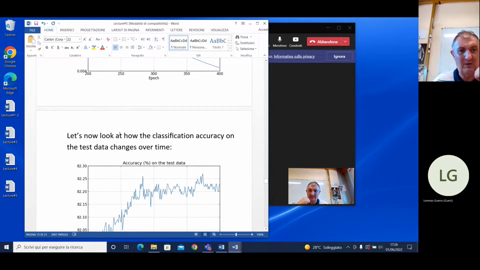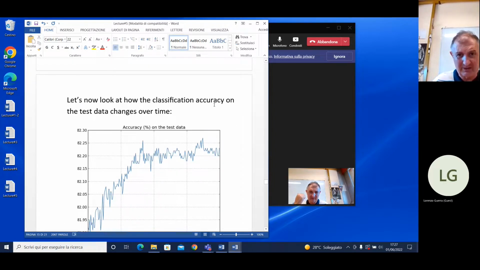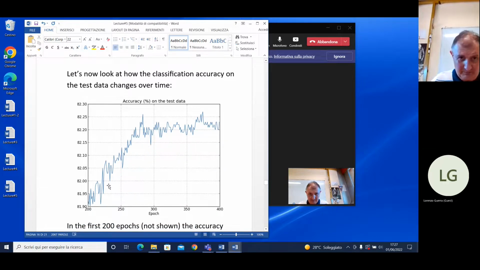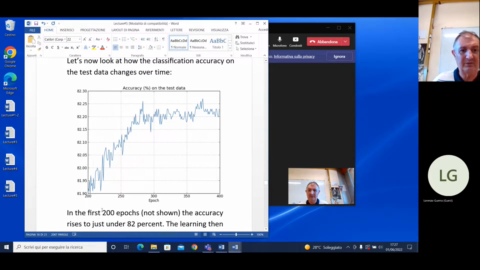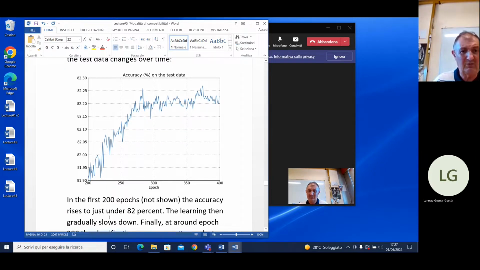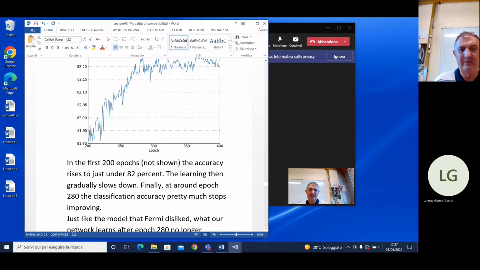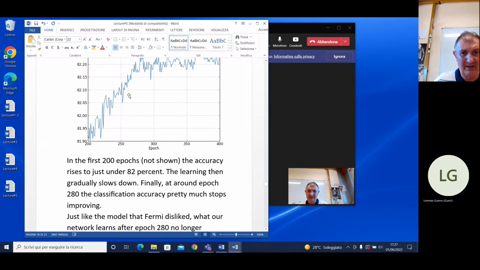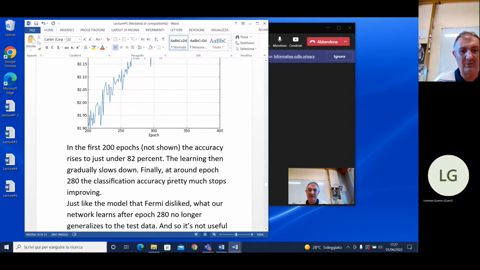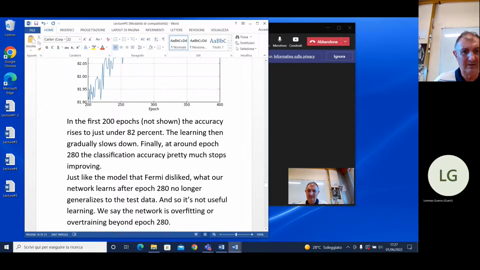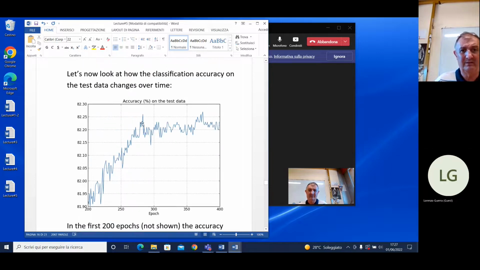Now let's look at how the classification accuracy on the test data changes over time. And here we have some problem. In the first 200 epochs, not shown, the accuracy rises to just under 82%, something like 82%. The learning then gradually slows down. Finally, at around epoch 280, the accuracy pretty much stops improving.